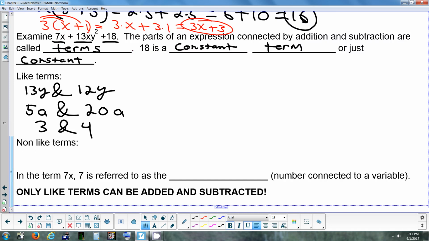Do you want to do a non-like term? What if I gave you, I can just write on that, I forgot. What if I gave you this?